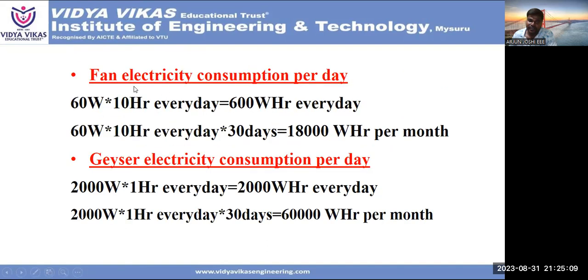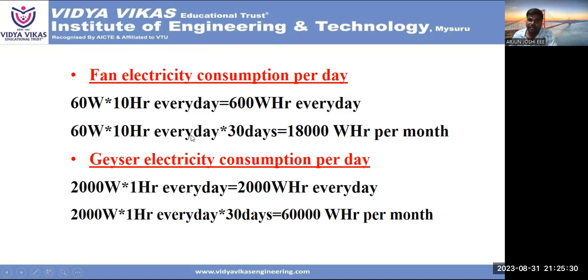Now I'm going to take another example: fan electricity consumption per day. The power rating of the fan is 60 watt, used for 10 hours every day. So it is equal to 600 watt hour every day.